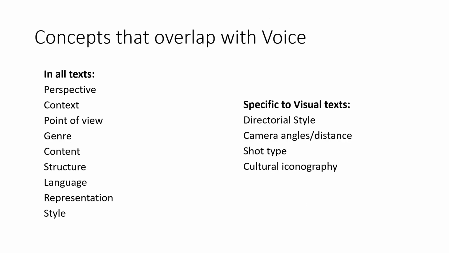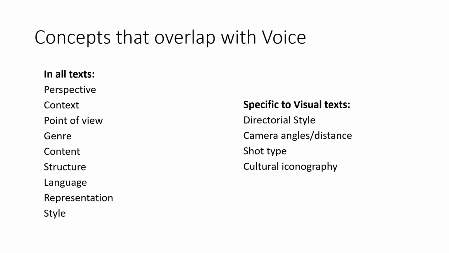So I've sort of already touched on this a little bit. There are certainly concepts that overlap with voice. In all texts, whether it's written or visual, perspective, context, point of view, genre, content, structure, language, representation, and style are all going to overlap with voice. They are part of the construction of the voice. Whether you are going to look at all of those in an essay, probably not, but it is important for you to tell the students that these are all parts of voice and these are all things that have shaped the voice that you are currently engaging with.